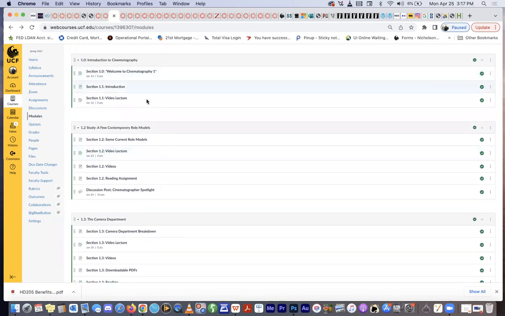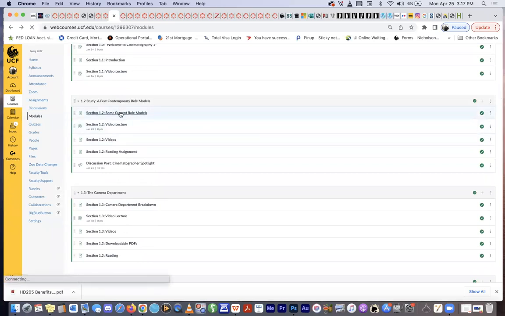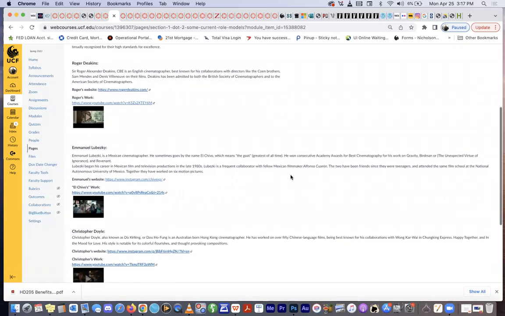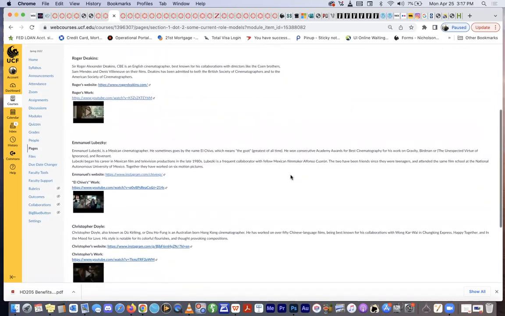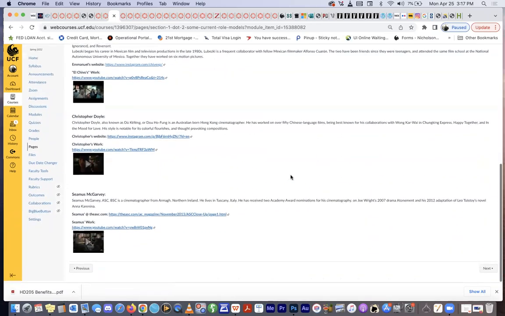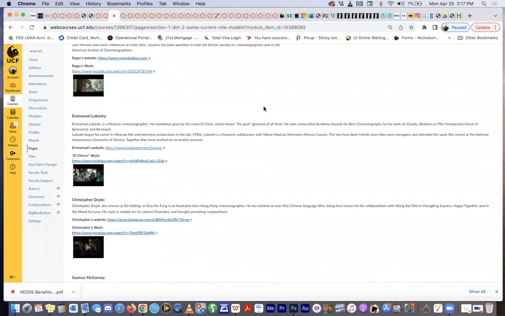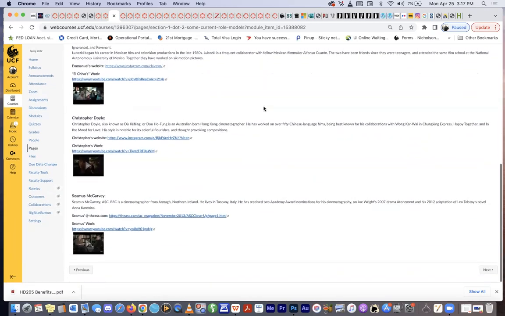So section one was simply a broad discussion about the role of the cinematographer. In section 1.2, I gave you some very specific individuals to have a look at. So I gave you reels or websites by Roger Deakins, Emmanuel Lubetzky, Christopher Doyle, and Seamus McGarvey. Now, these are just four individuals who, in this case, all happen to be American Society of Cinematographers members, if I'm not mistaken, including Chris Doyle.